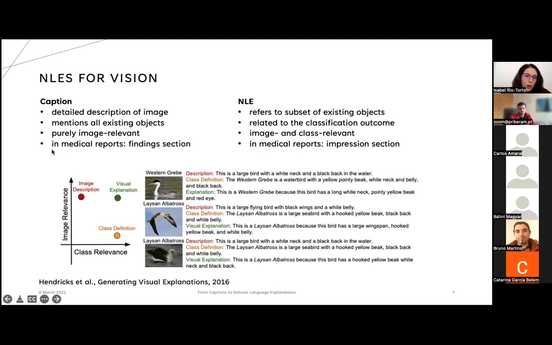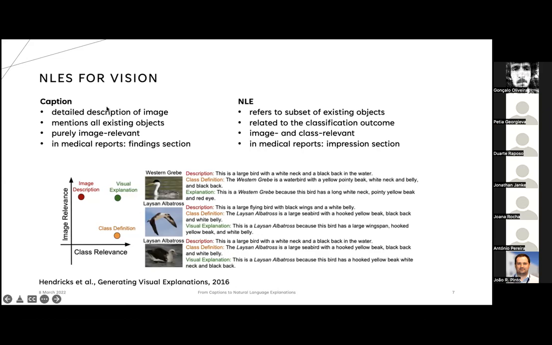So it can not only focus on what the image has, but also on the definition for the class. And I also have here a bit of an analogy with medical reports, for example, for X-rays or for other exams. Sometimes they are divided into the findings and the impression sections. And we can think, not completely, but to some degree, about the findings section as the caption describing everything that is present in the image, all abnormalities and normal regions. And then the impression section could be more of the natural language explanation. So it would be like what regions or what abnormalities lead to a certain diagnosis.